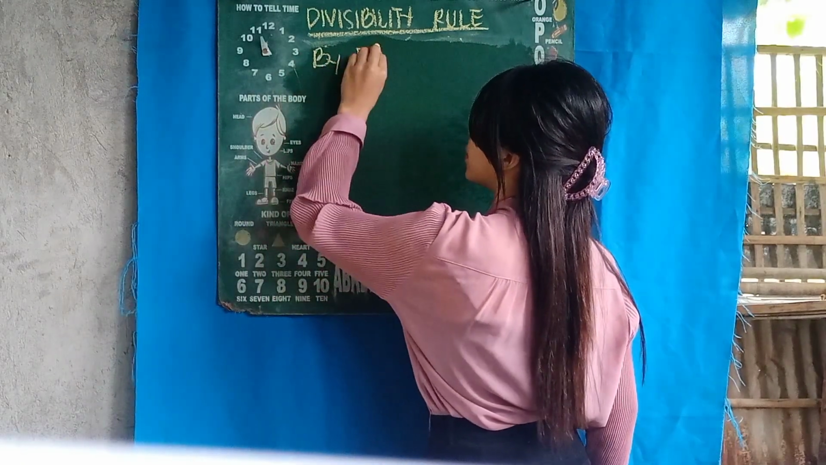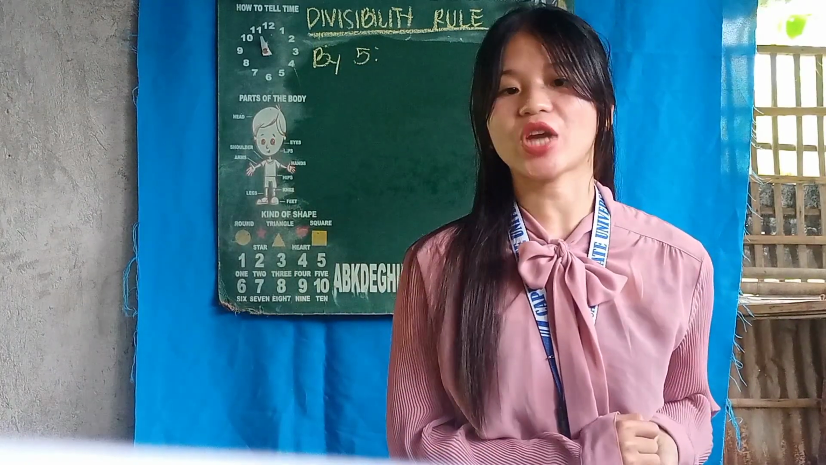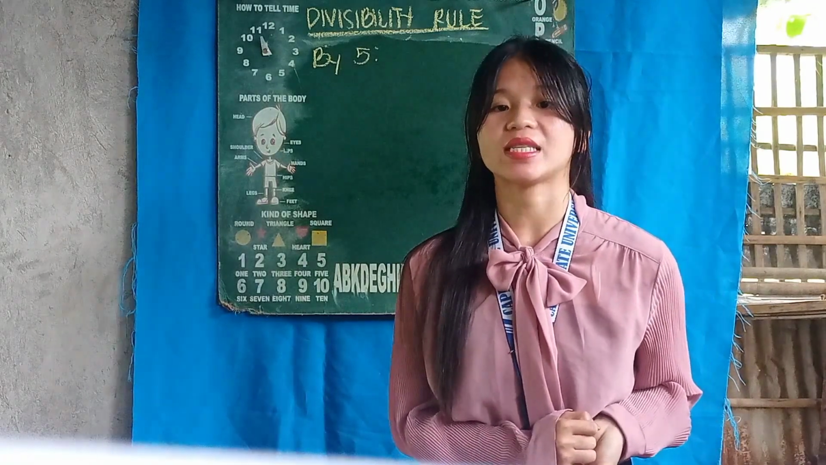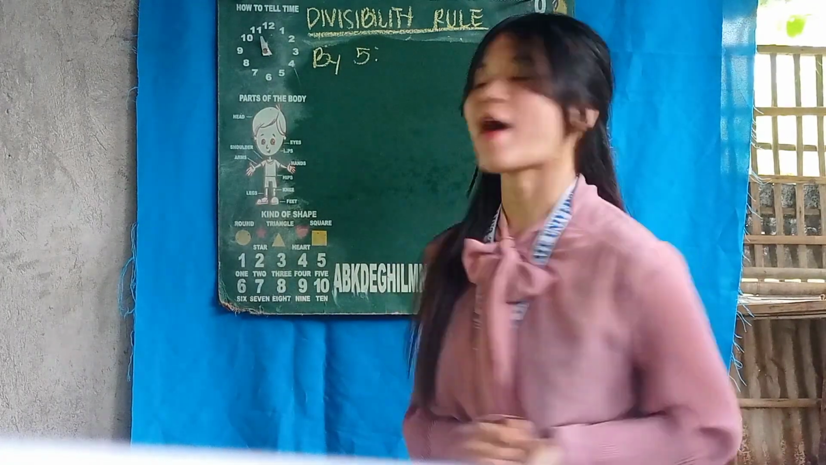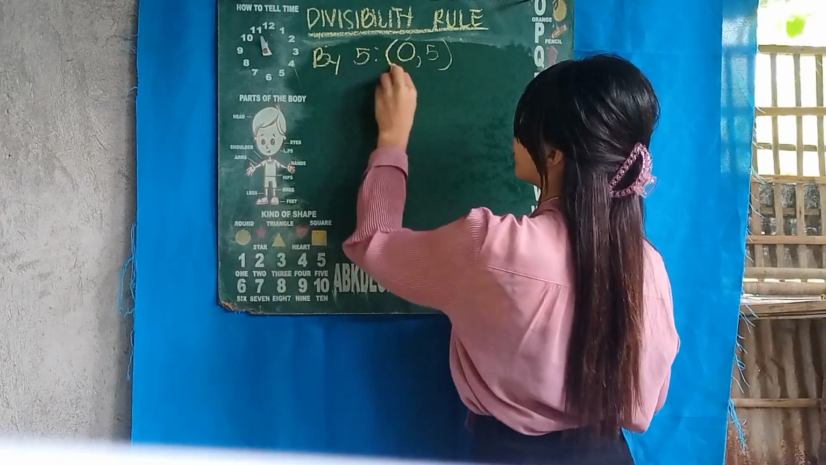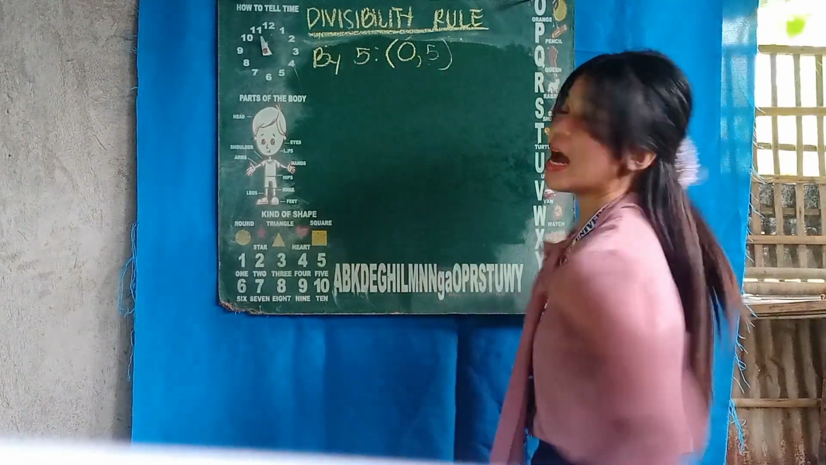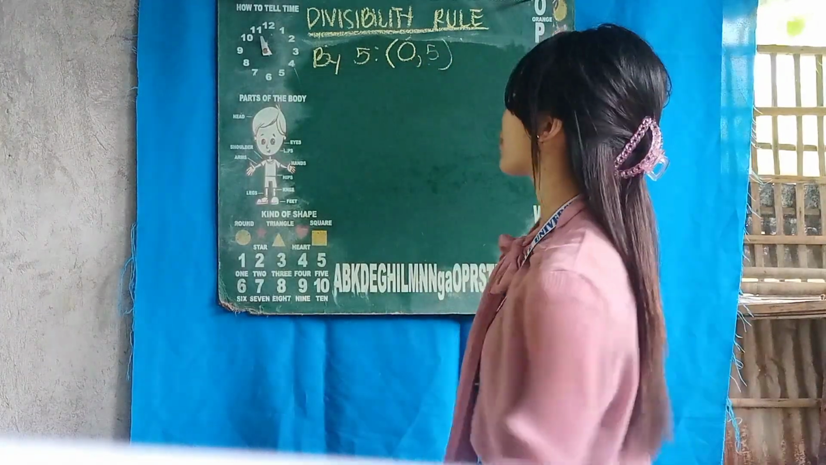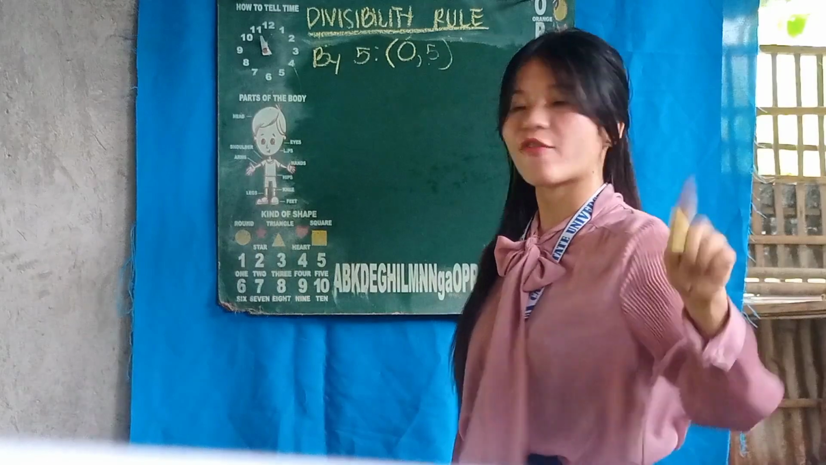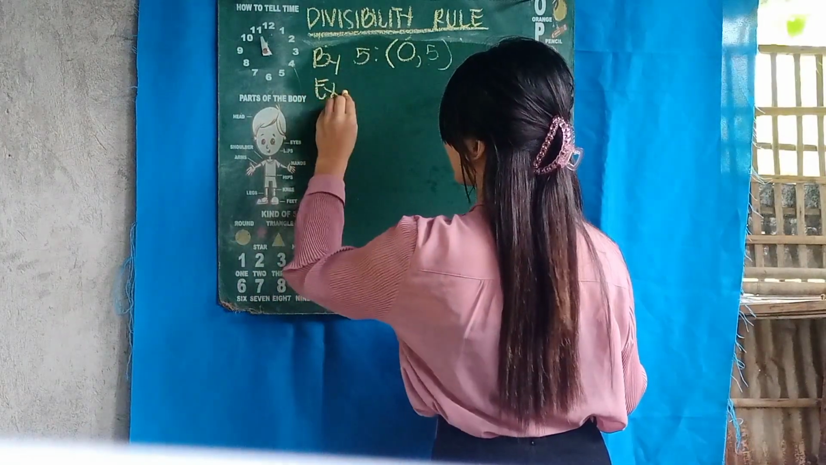So now, let's move on to the divisibility rule by the number 5. A number is divisible by 5 if the last digit of the number is 0 or 5. 0 or 5. So, palagi nating tandaan, ang last digit of the number dapat 0 or 5. So, let's have an example.